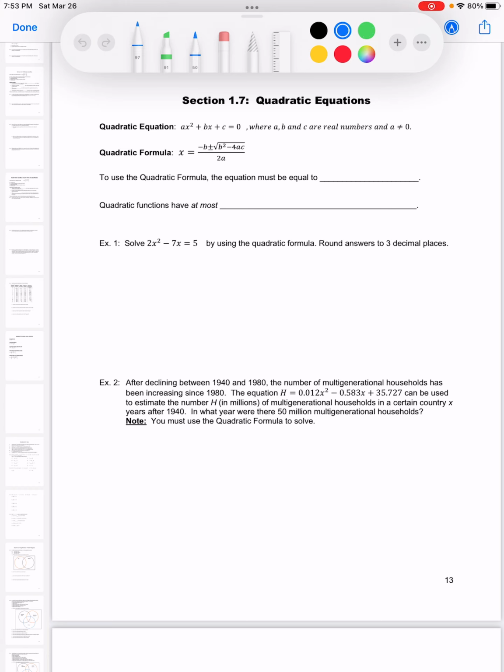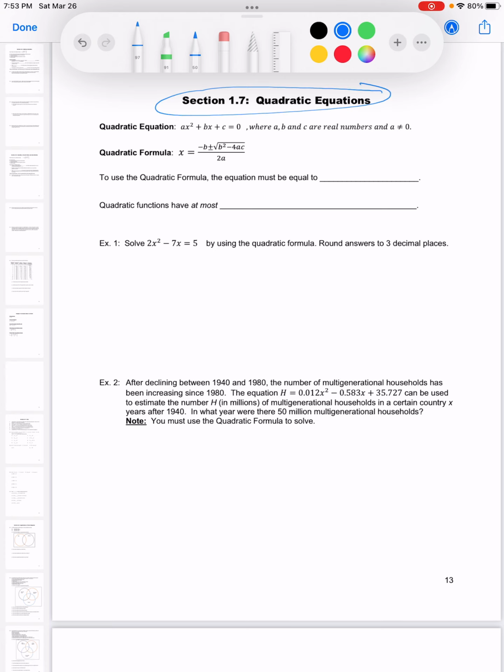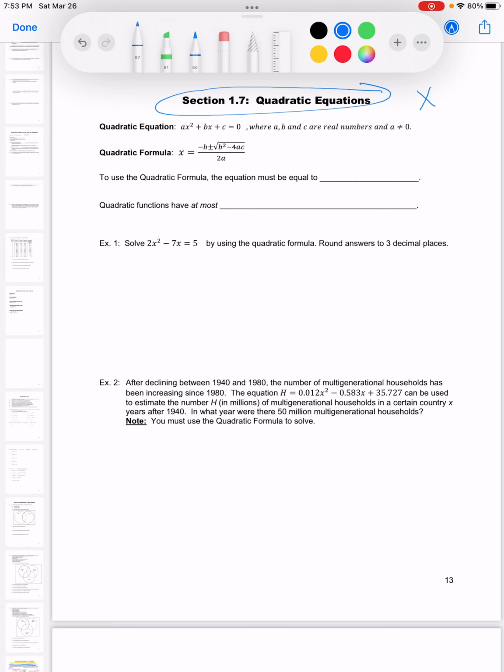Right, so section 1.7 is going to be quadratic equations. And quadratic refers to any equation where you've got a square as your highest exponent. So you've got an x squared, you don't have a cube or anything like that, but you have to have an x squared in your equation.